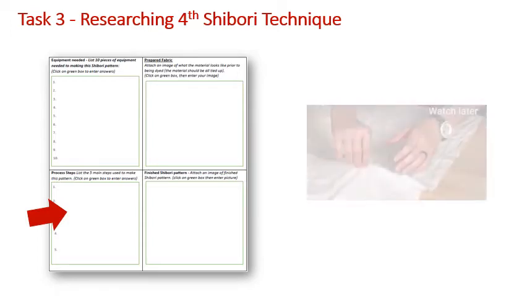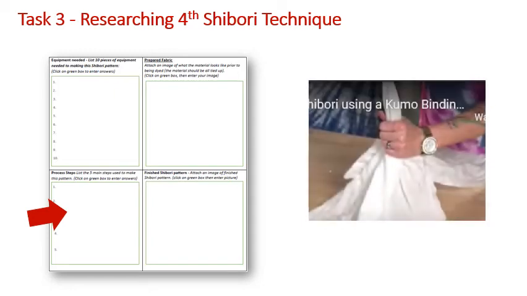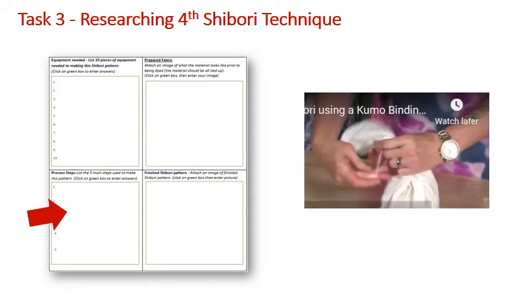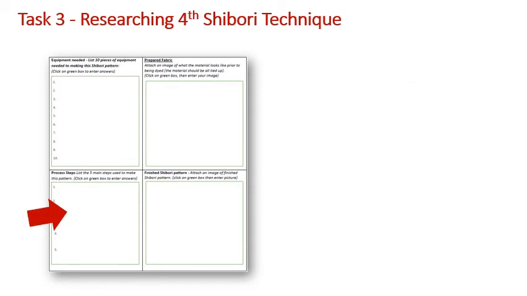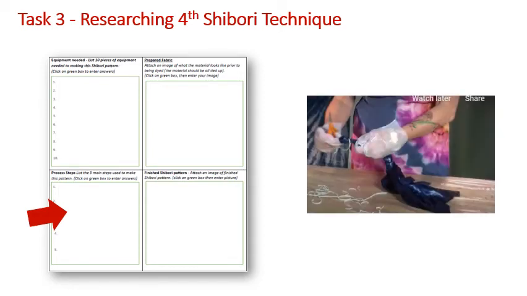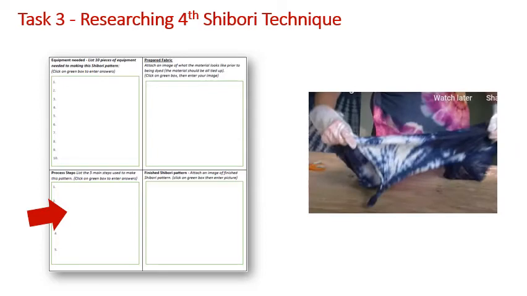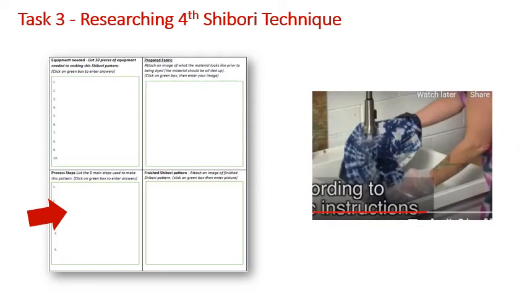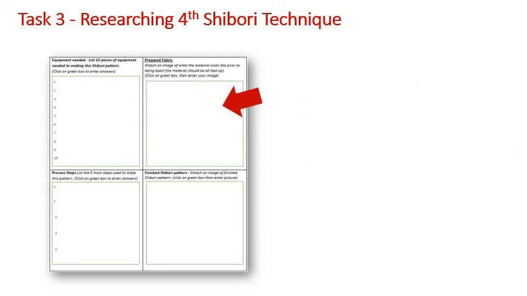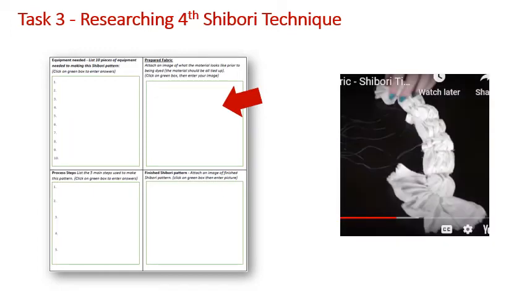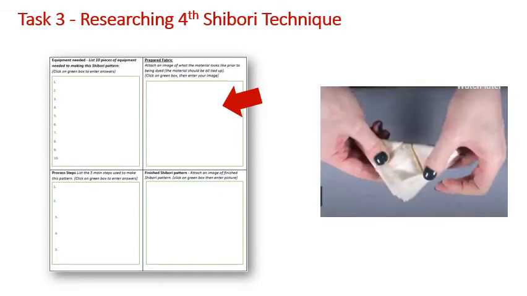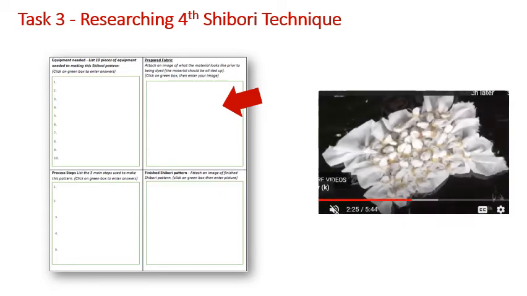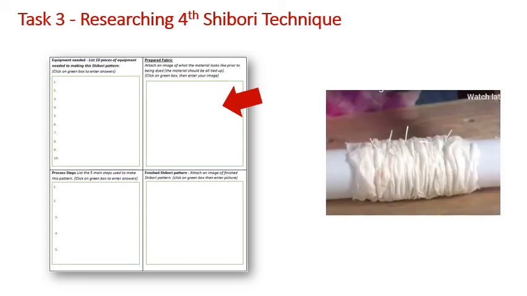By now you should be understanding that your Shibori pattern depends totally upon how you tie up and fold your material, and also on the application of the ink, and it's going to be different for each Shibori pattern, so make sure your steps are in detail. Prepared fabric, this is an image of your prepared fabric. It's what the fabric looks like all tied up prior to it being dyed.